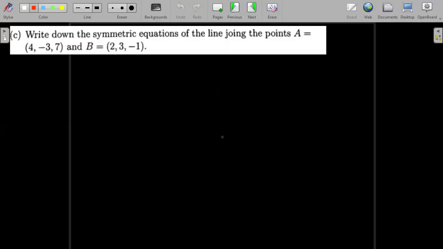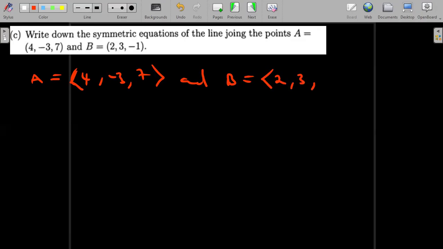So the next question says, write down the symmetric equation of the line joining A and B. So I have A, which has been given as 4, negative 3, 7, and B equal to 2, 3, negative 1. So from here, I've been told to find the symmetric equation of the line that joins these 2 points. So I must first find the direction.